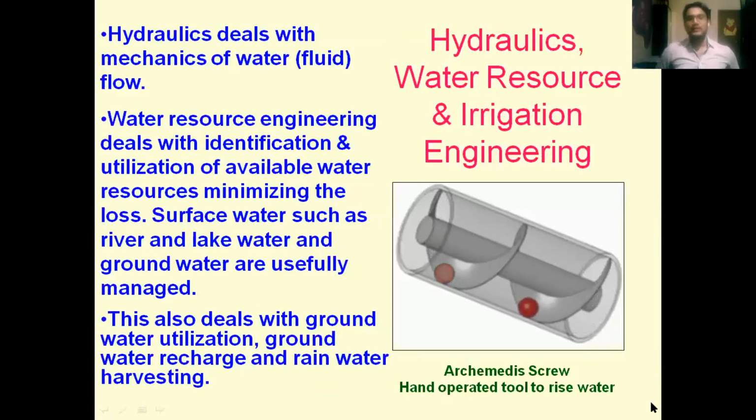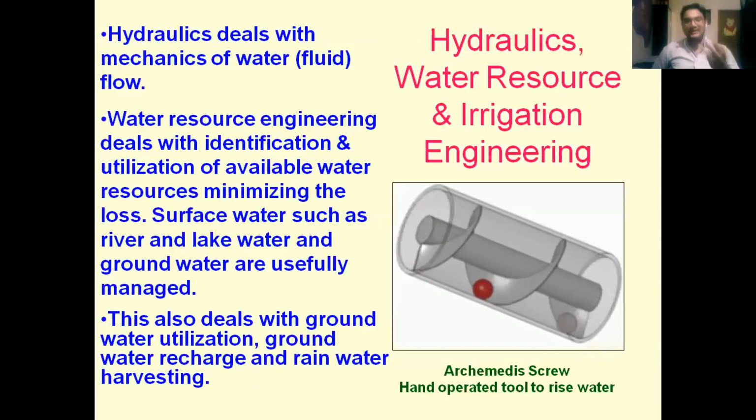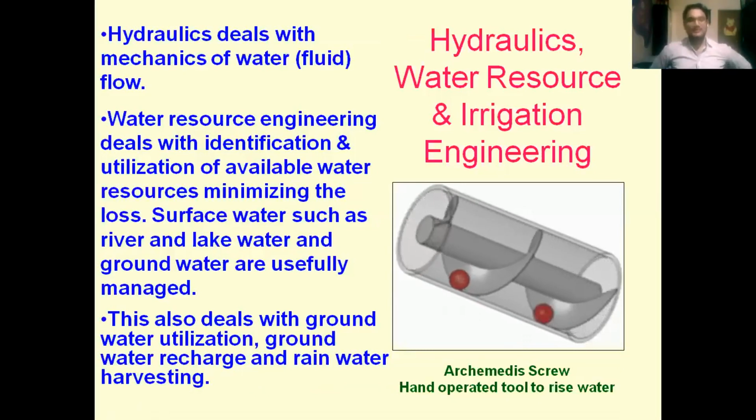The next one is hydraulic, water resource, and irrigation engineering, right? So there are three main areas included in this engineering: hydraulics, water resources, the sources of water, and irrigation. So how the irrigation can be done with the help of hydraulics and water resources. Here hydraulics deals with the mechanics of water, where water is the fluid we are using. Water resource engineering deals with identification and utilization of available water resources, minimizing the loss.